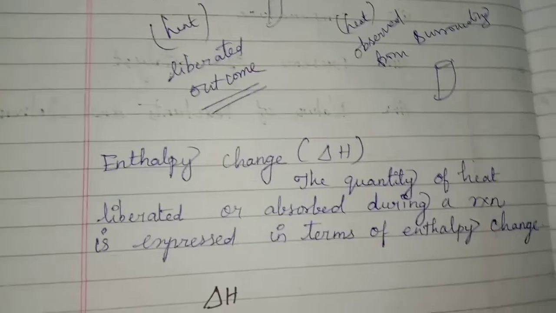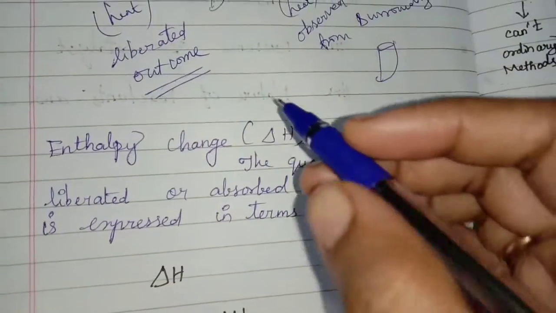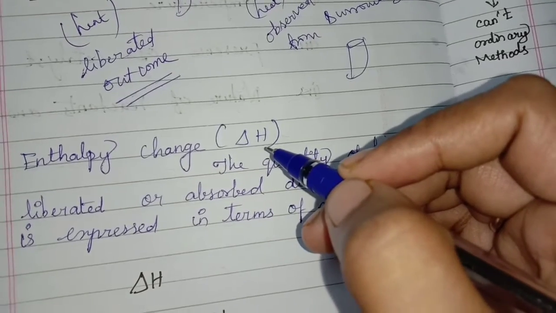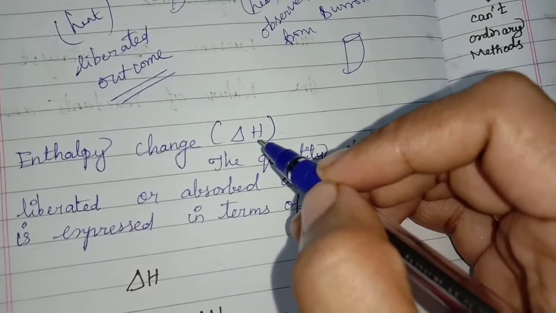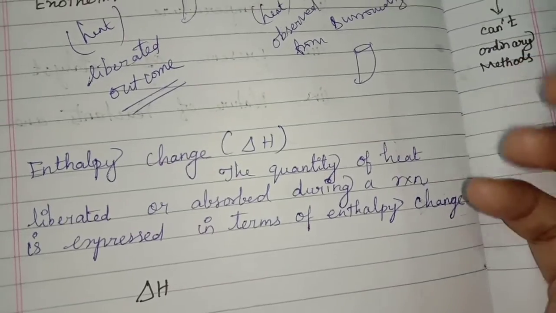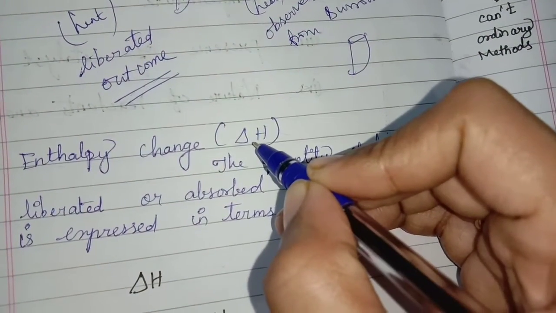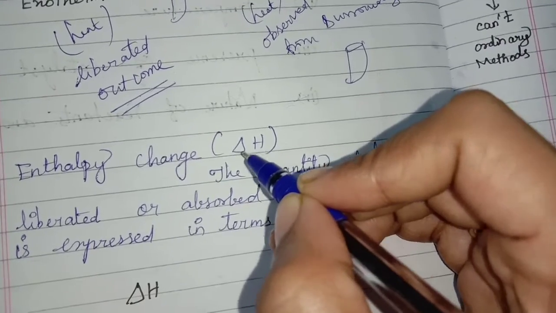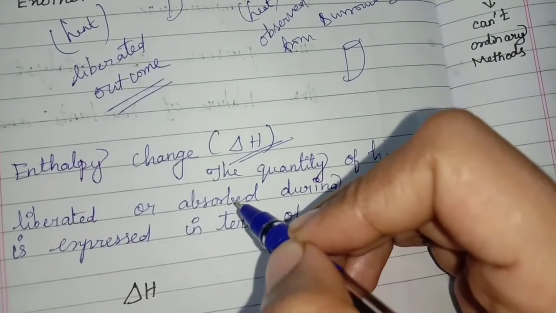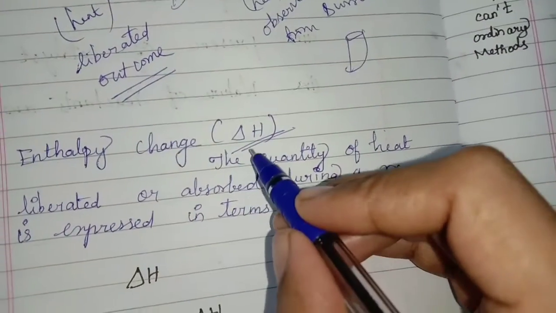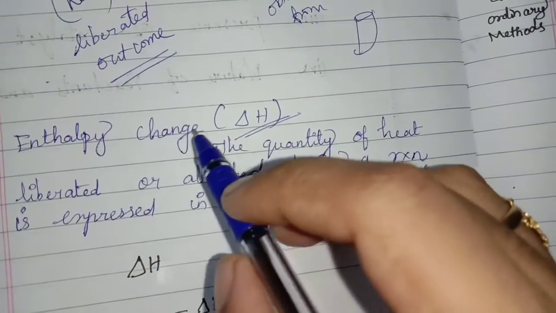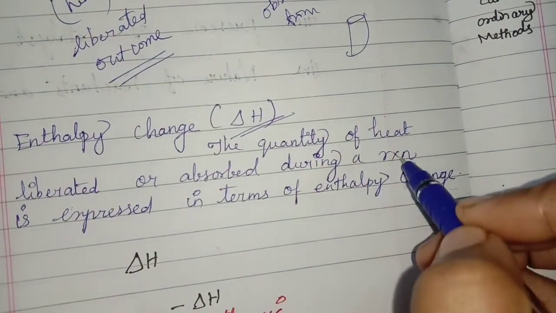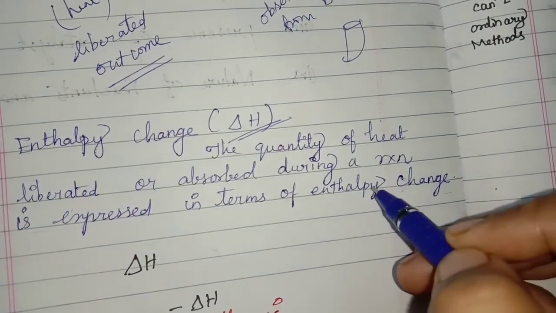Now, enthalpy change. The heat absorbed, liberated or coming out can be calculated and it will give some amount of heat. So it can be expressed in terms of del H. So what is meant by del H? It is the enthalpy change. The quantity of heat liberated or absorbed during a reaction is expressed in terms of enthalpy change.